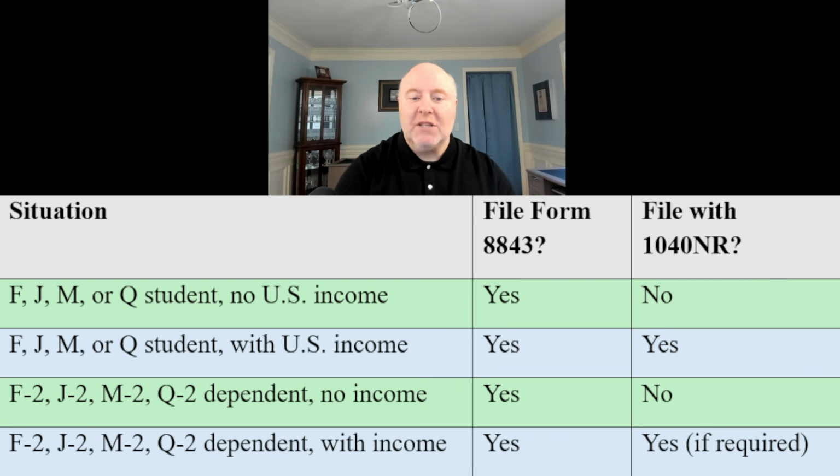Now, same situation, but we add income. Then what happens is you do your 8843, of course, and you're going to be doing the 1040 NR. This is the same type of thing as we go down and look at the F2, J2s with dependents, right? If you have income, then yes, you're looking generally at the 1040 NR. If you do not have income, then what you're looking at is just the 8843. So with income, you do 8843 and the 1040 NR. Without income, all you're doing is the 8843.